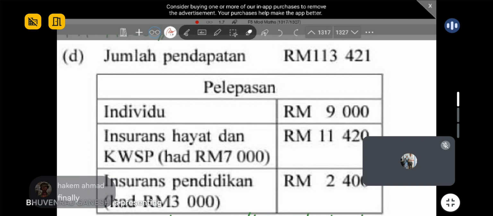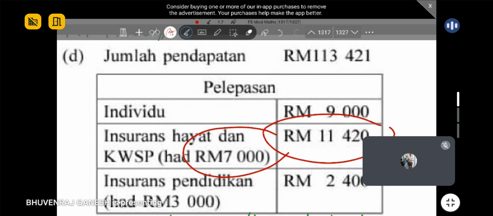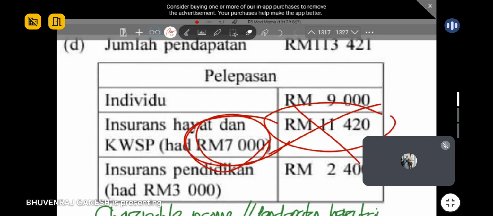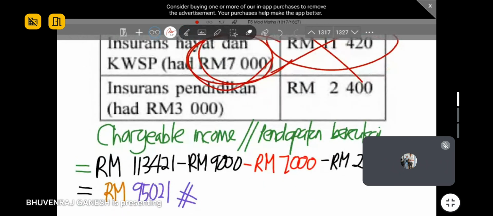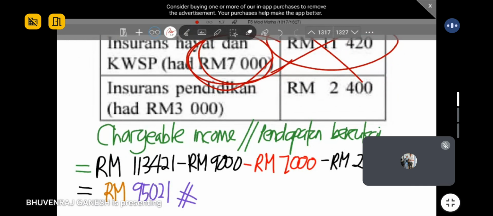Okay, I think most of you will make a mistake at this part. Am I right, guys? Because you took the wrong value. The limit is 7,000, so you can only take up to 7,000. You cannot use this value. This is the trick. Okay, guys? So you must minus 7,000. Don't minus 11,420. So then you can get the correct answer. Okay, ini adalah jawapan dia. Understand, guys? Until now? Clear?